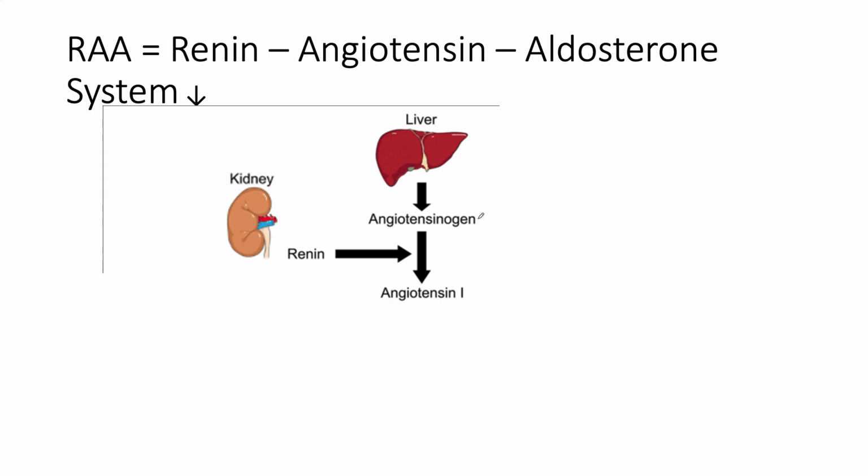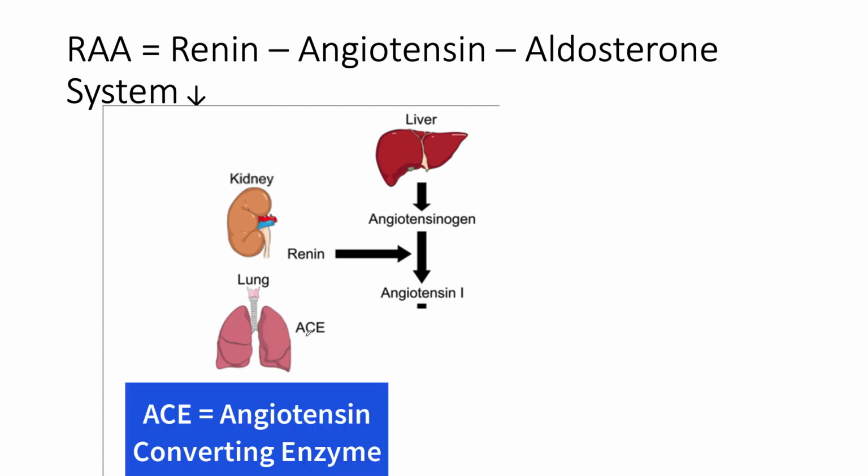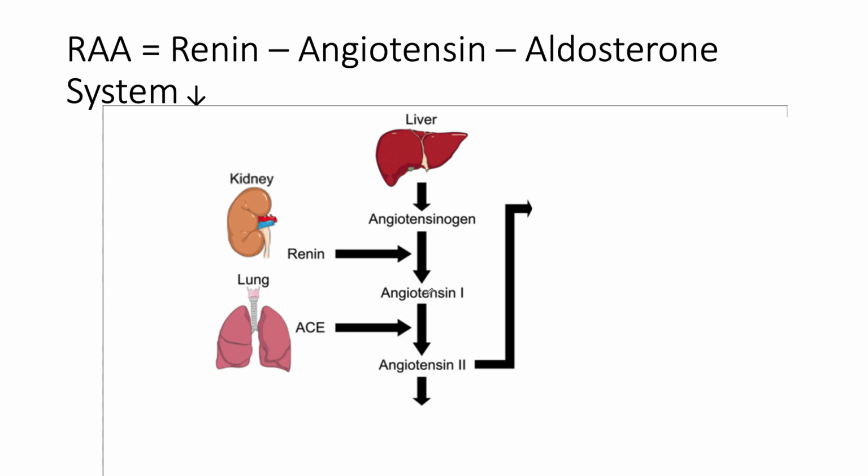Angiotensinogen is in the blood. Once it gets converted into angiotensin I, it's still in the blood, circulating around the body. When that chemical gets to the lungs, it's going to be acted on by something called angiotensin converting enzyme. And that enzyme is going to convert angiotensin I into angiotensin II. And this is a pretty important chemical.